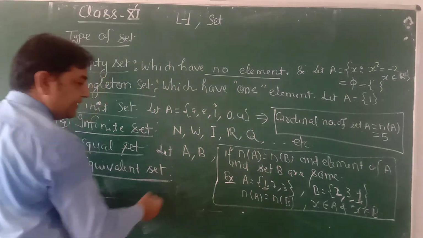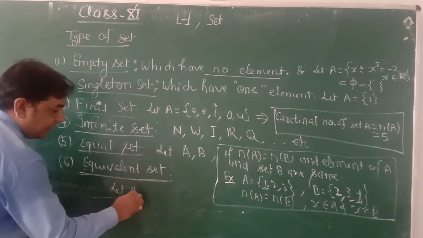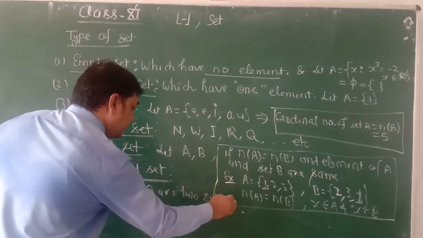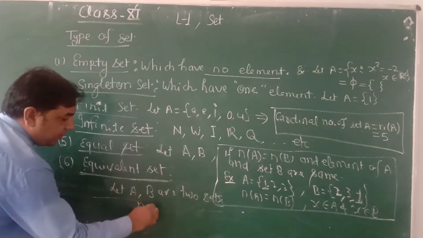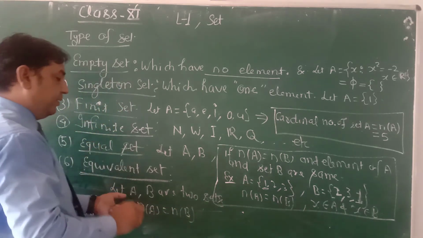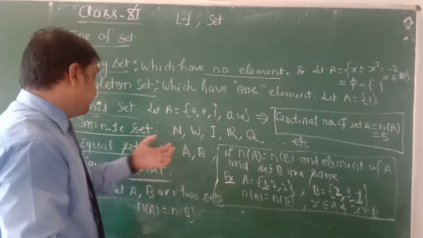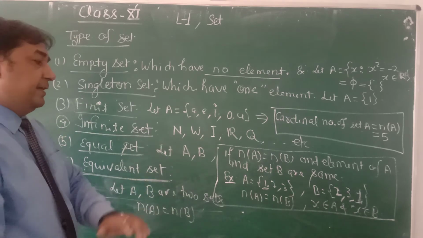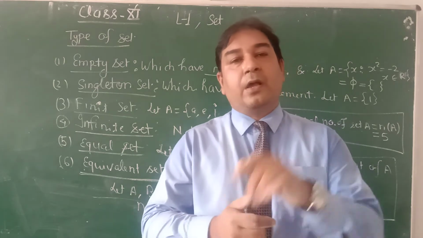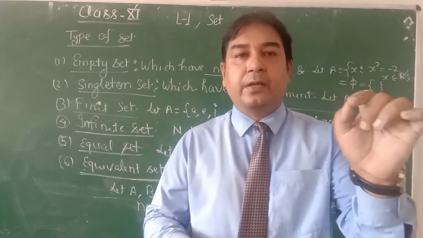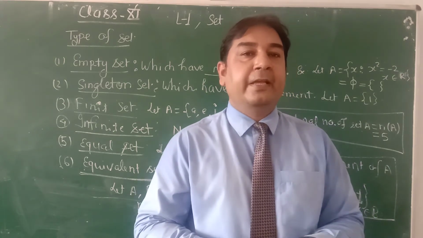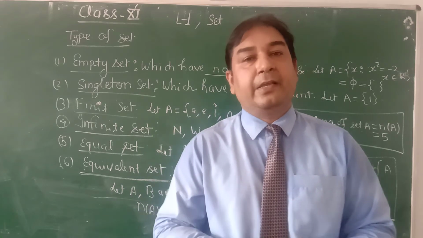Now the equivalent set. Let A and B be two sets. If n(A) equal to n(B), we can say that both are equivalent sets. Then what is the difference between equal sets and equivalent sets? All equal sets are equivalent sets, but it is not necessary that every equivalent set is an equal set.